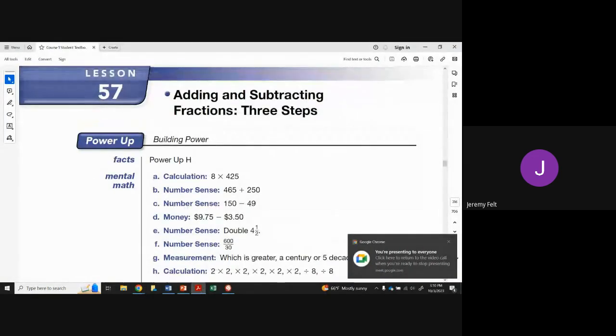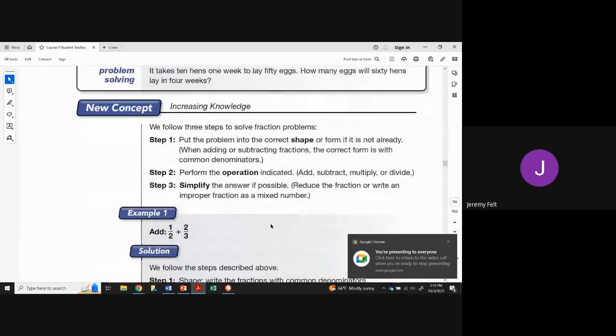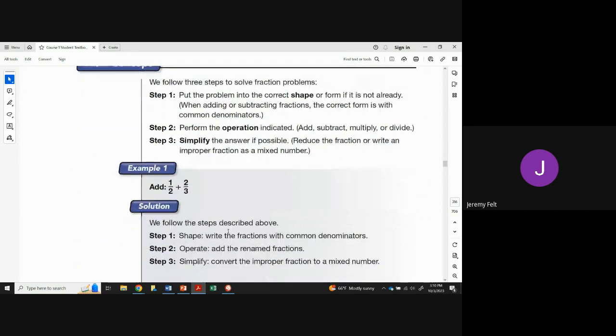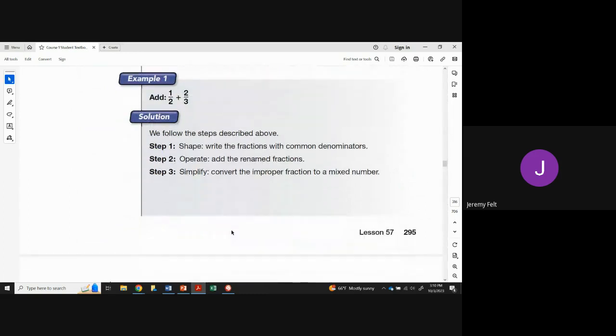Today we're looking at lesson 57 and 58. So lesson 57, adding and subtracting fractions. We've talked about that. And we have to rename or change the shape, perform the operation indicated, and then simplify. It'll be these same steps when we get into multiplying and dividing fractions down the road. The nice thing about multiplying and dividing is we don't need common denominators. For adding and subtracting, we do.